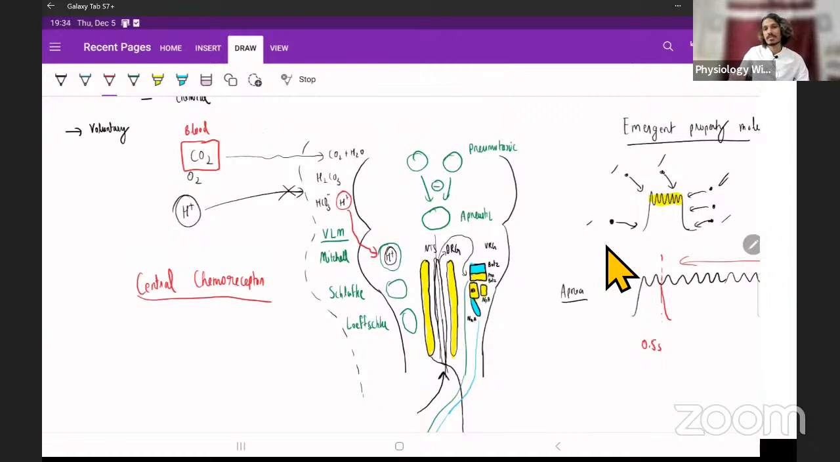Again, questions can come which will try to confuse you. H plus is the one which is directly stimulating the central chemoreceptor, but it is indirectly taking into account the PCO2 of the blood.